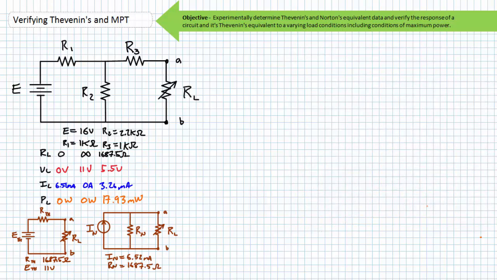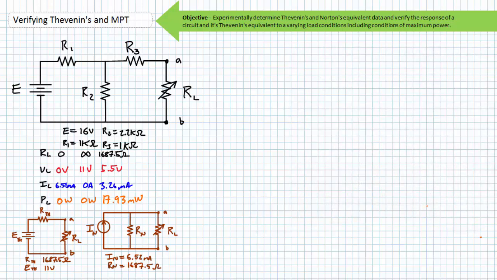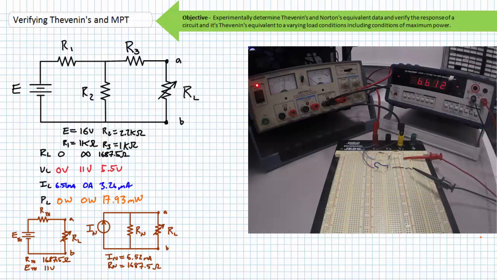Next, to solve for the Thevenin's equivalent voltage, one must reattach the voltage source and remove the load resistor, and then measure the open circuit voltage using a voltmeter between the terminals of interest. The voltmeter indicates that the open circuit voltage of our original circuit is very close to our anticipated value of 11 volts. Finally, to solve for the Norton's equivalent current, one must remove the load resistor and measure the short circuit current using an ammeter between the terminals of interest. The ammeter indicates the short circuit current is very close to our anticipated value of 6.52 milliamperes.